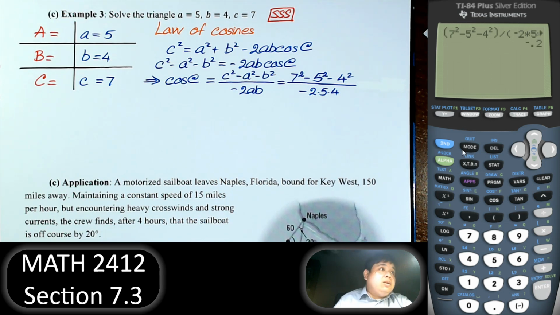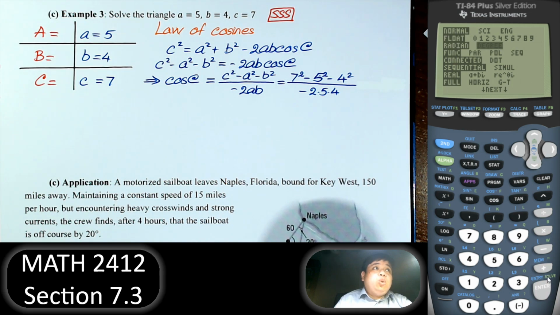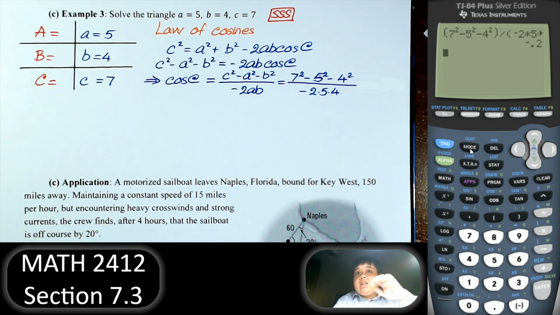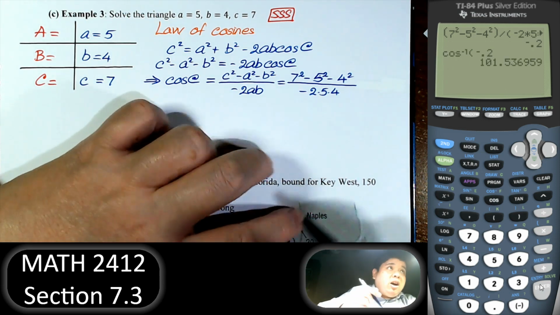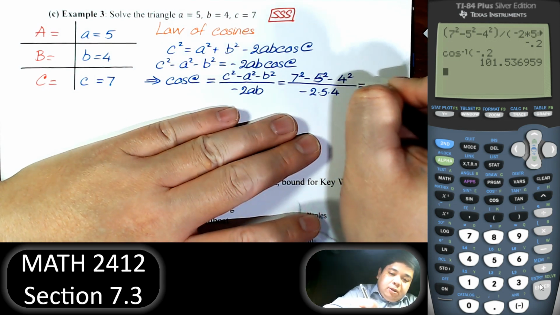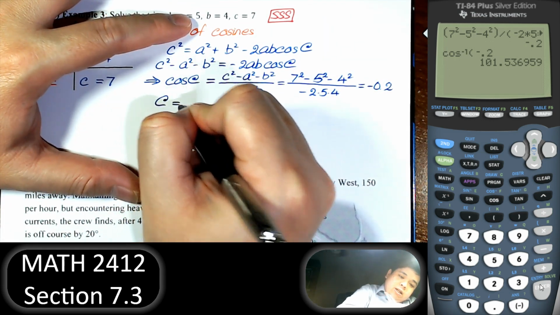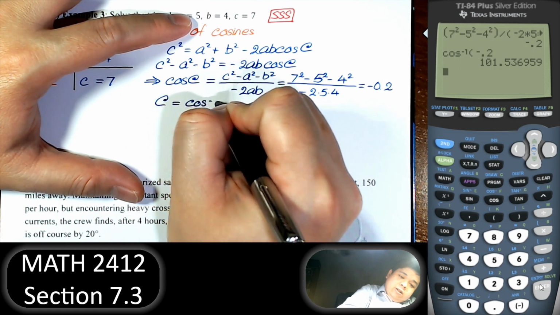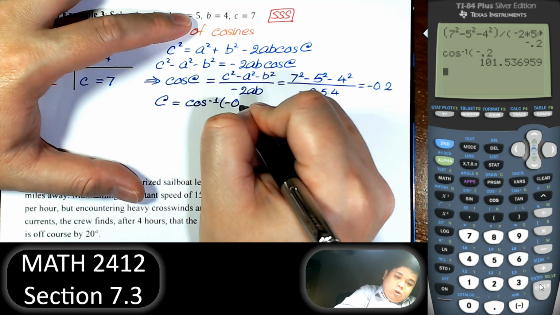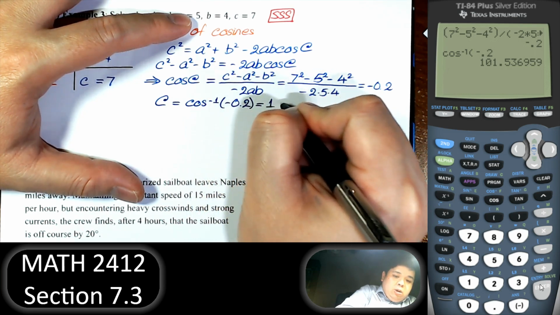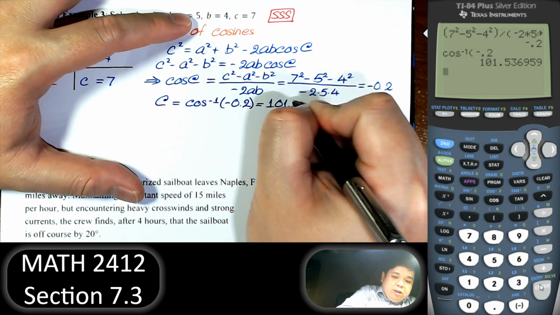And then we take the inverse. Once again, when we take the inverse, make sure that it's in degree mode. Pretty much in this section, when we're trying to solve for the angle in the triangle, make sure we keep in degree mode because that's what the angle is in. So cosine inverse of that, 101.5. So C equals cosine inverse of negative 0.2, 101.5 degrees.